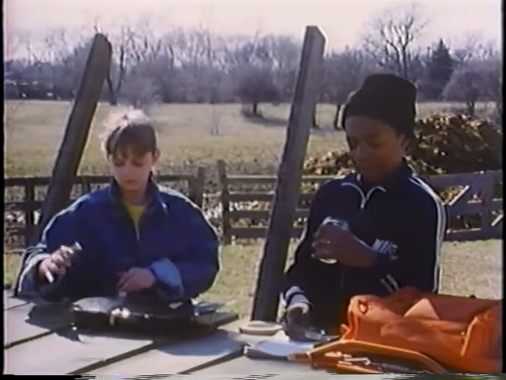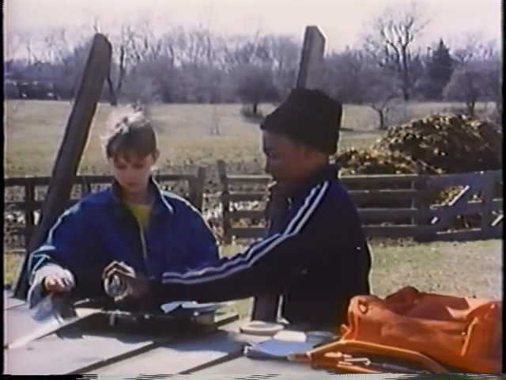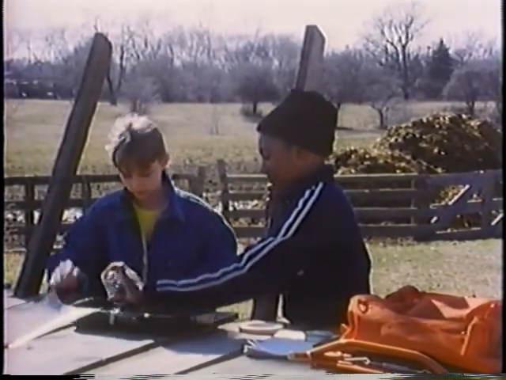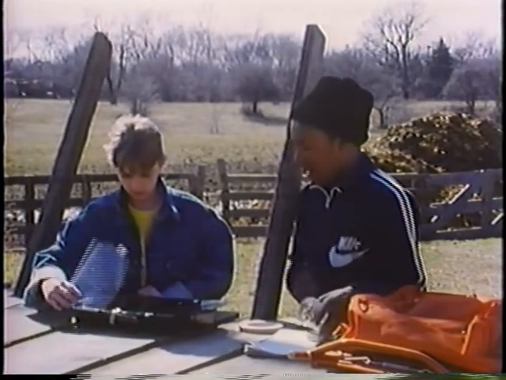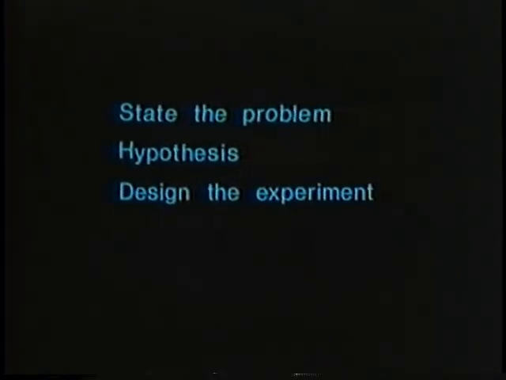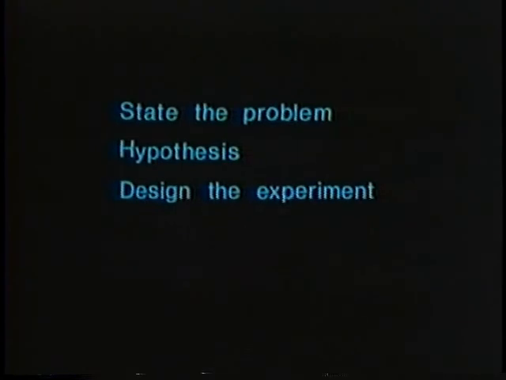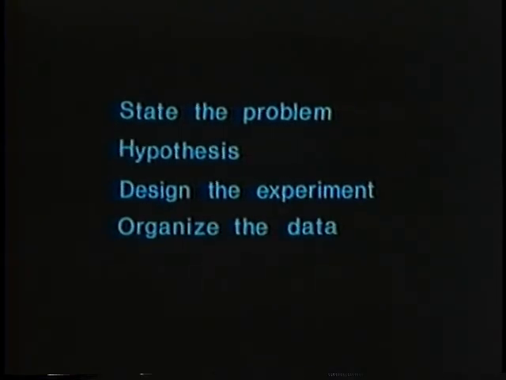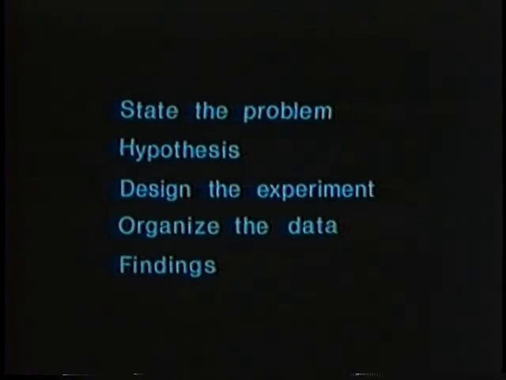It's important to repeat your experiment or have it repeated by others. This helps verify your results. To conduct an experiment, you need to state a problem, formulate a hypothesis, and then design the experiment with two parts, an experimental and a control. After conducting the experiment, you organize your data and then state your findings. Do the results support your hypothesis?